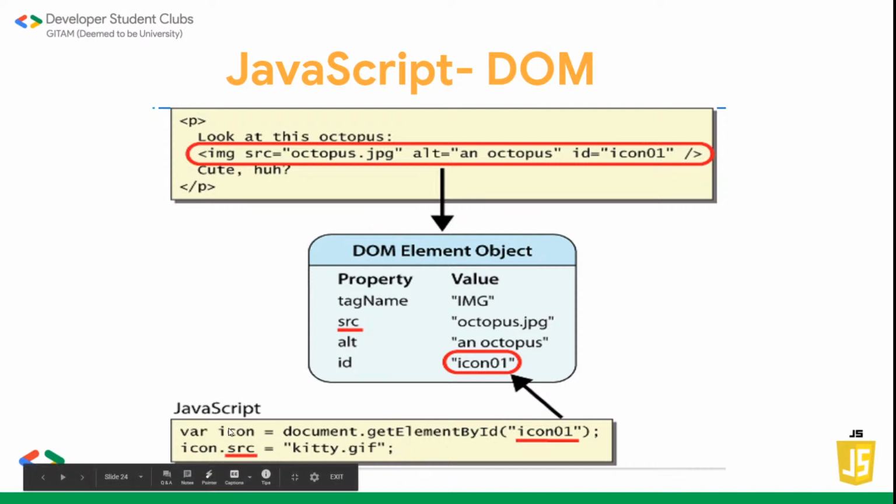And using JavaScript, we can get these values and even change them. So we are not directly changing HTML. We are using JavaScript to change our HTML. So that is nothing but the document object model.